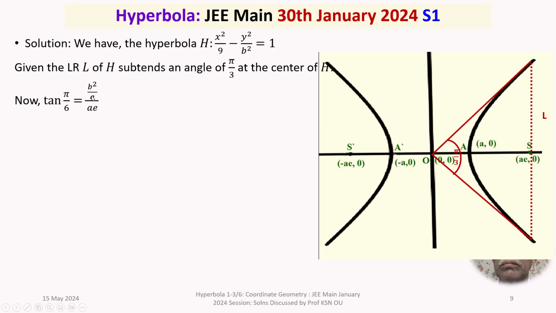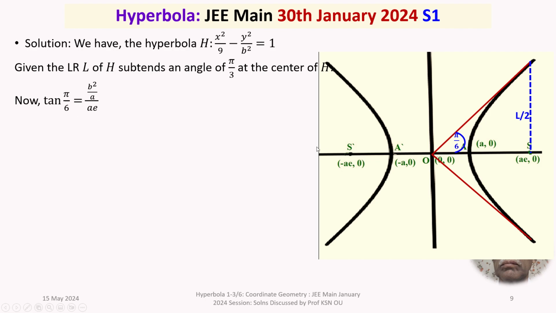L by 2 is 2b square by a by 2. That is b square by a. The distance from the origin O to S is a. So now what we are talking about is this one. So this is your L by 2, L by 2. And this angle is pi by 6, that is pi by 3 by 2, the half of pi by 3, pi by 6.